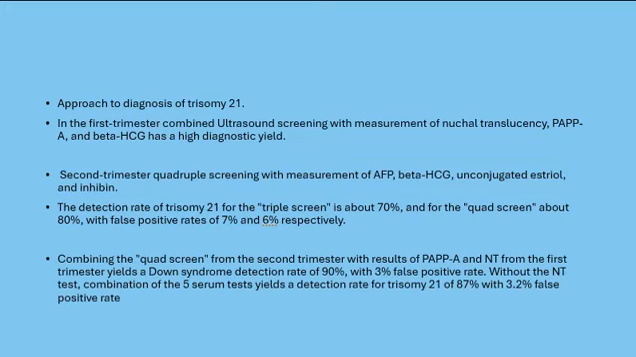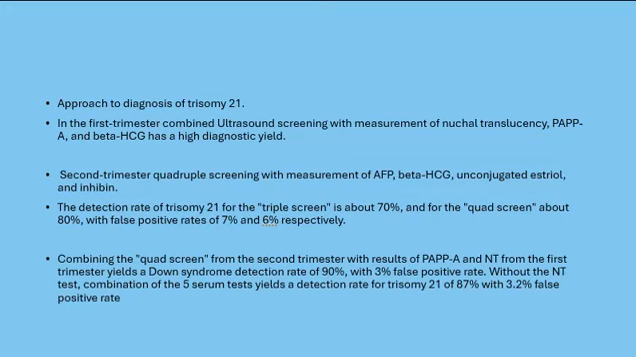The detection rate of trisomy 21 for the triple screen is about 70%, and for the quad screen about 80%, with false positive rates of 7% and 6% respectively. Combining the quad screen from the second trimester with results of PAPP-A and NT from the first trimester yields a Down syndrome detection rate of 90%, with a 3% false positive rate. Without the NT test, combination of the 5 serum tests yields a detection rate for trisomy 21 of 87% with a 3.2% false positive rate.